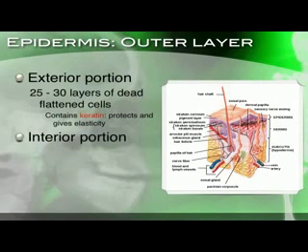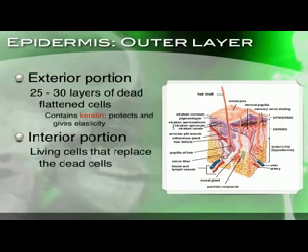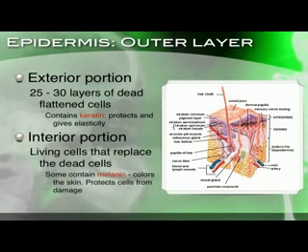Then we have the interior portion, and the interior portion is made up of living cells that replace the dead cells that we have on the surface. Remember, we're shedding cells all the time. We have living cells beneath that replace the dead cells, and some contain melanin. Melanin is a pigment that colors the skin, and it also protects cells from damage.